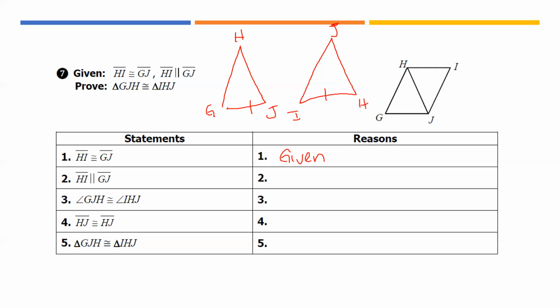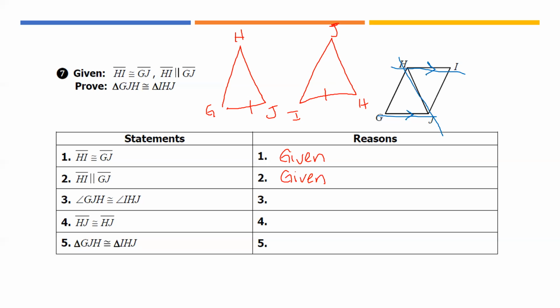Now, it says that HI is parallel to GJ. Why on earth would we care about parallel signs? Well, as soon as we know that HI is parallel to GJ, now I have a transversal, and all of the relationships from parallel lines are fair game. Corresponding angles, alternate interior angles, alternate exterior angles, consecutive interior angles. It's all fair game now.